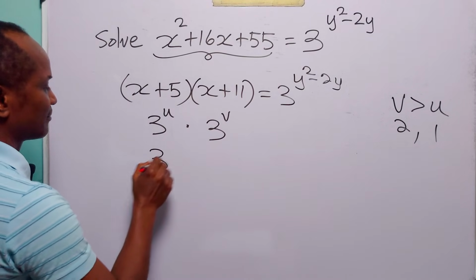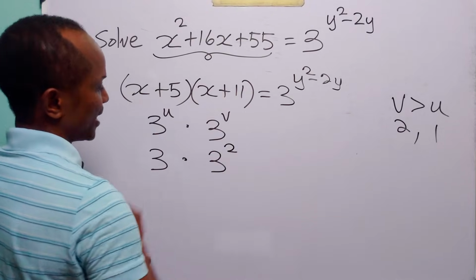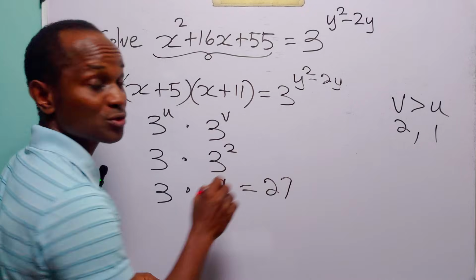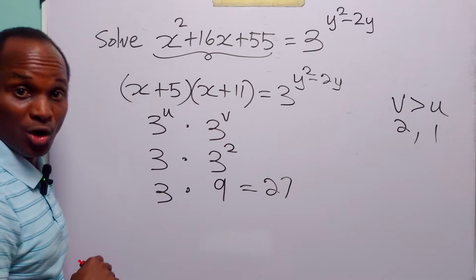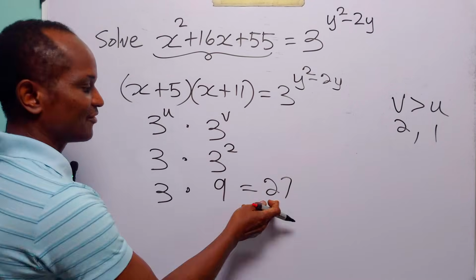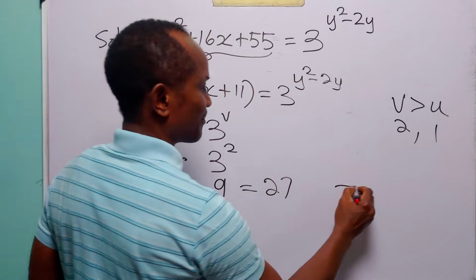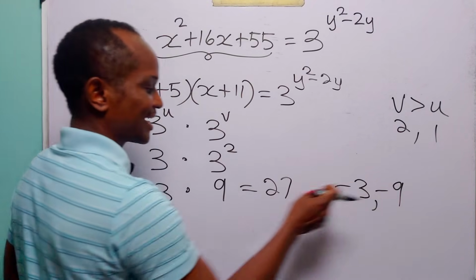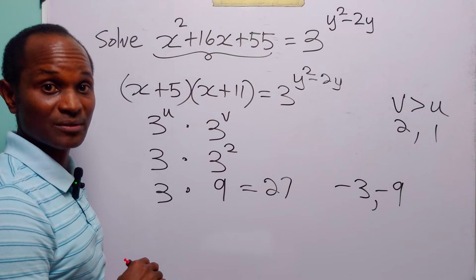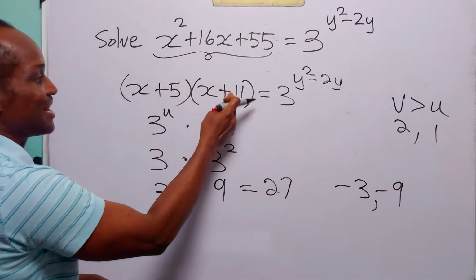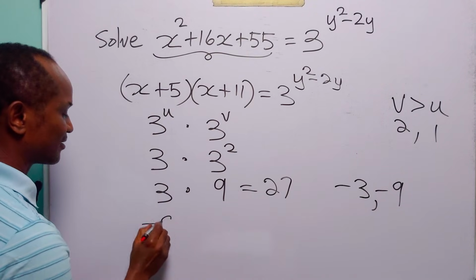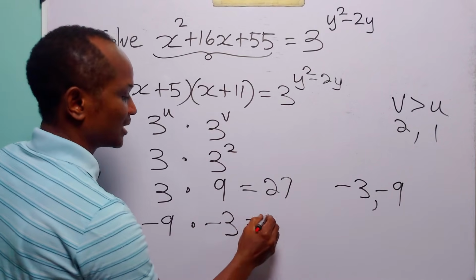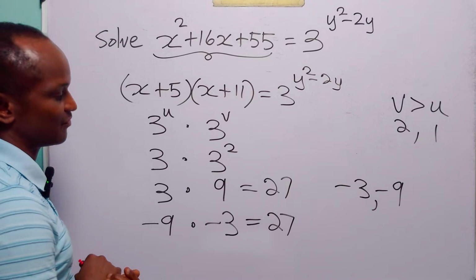So we have 3 times 3 squared. This is 3 times 9, which of course is equal to 27. But now, notice that there is another combination that can give us 27. That is minus 3 and minus 9, because minus 3 times minus 9 is still going to give us plus 27. Now, since this must be less than this, then we have minus 9 and minus 3 as an alternative combination that is going to give us 27.